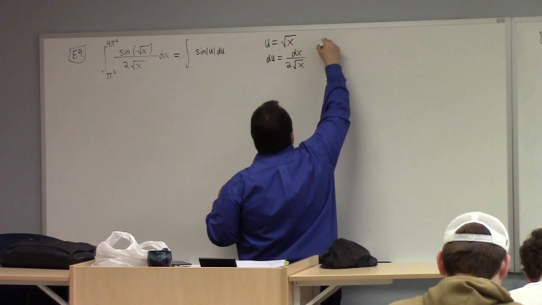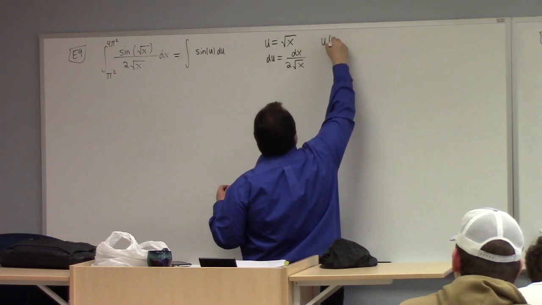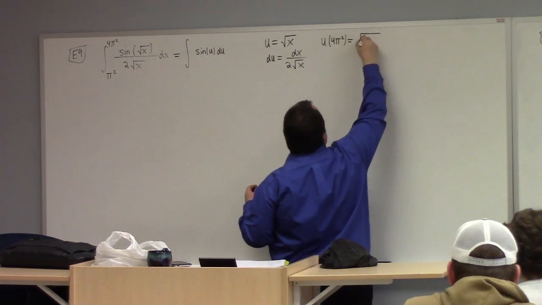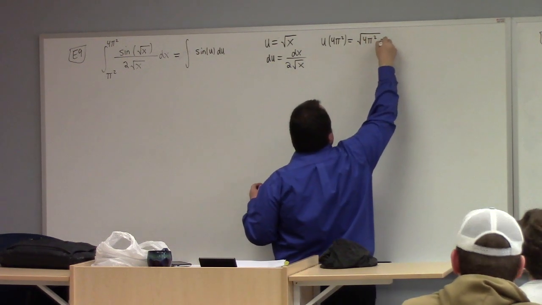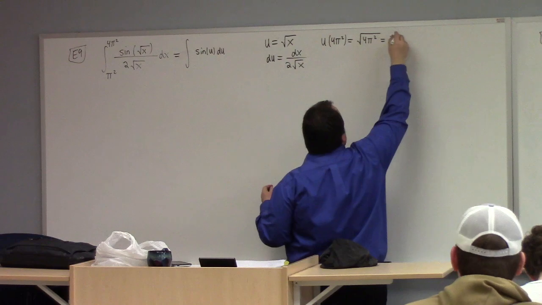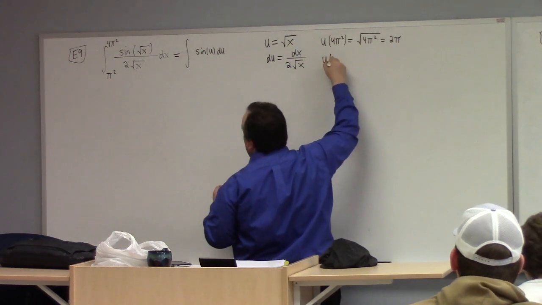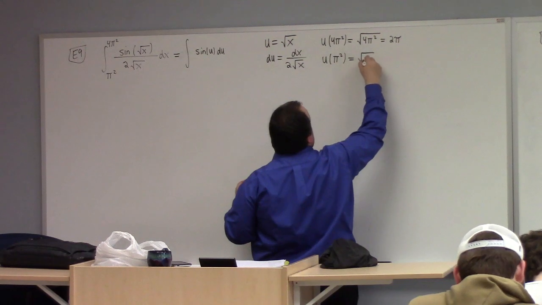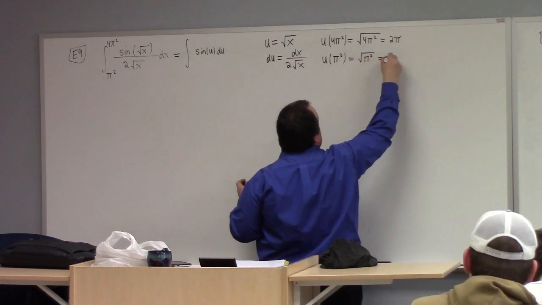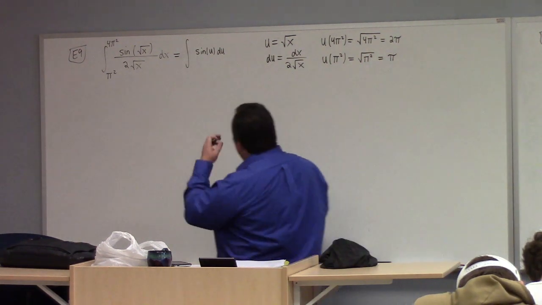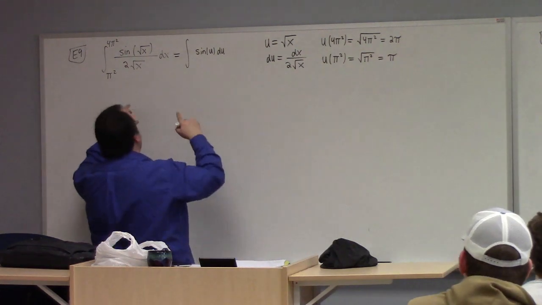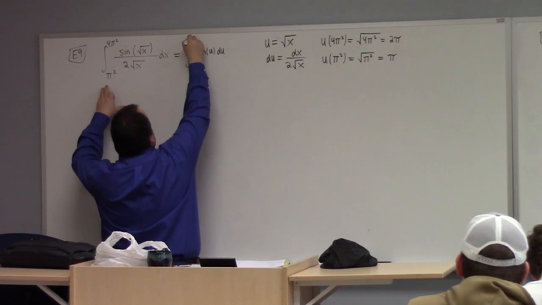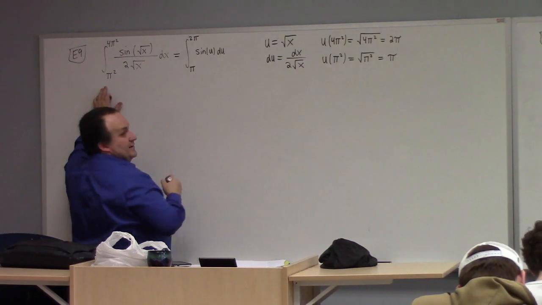What is u of 4 pi squared? That's the square root of 4 pi squared, also known as 2 pi. What is u of pi squared? It's the square, hey, I did something smart, yay. It's pi. All right, so my bounds change from pi squared to pi, and from 4 pi squared to 2 pi. Hooray.